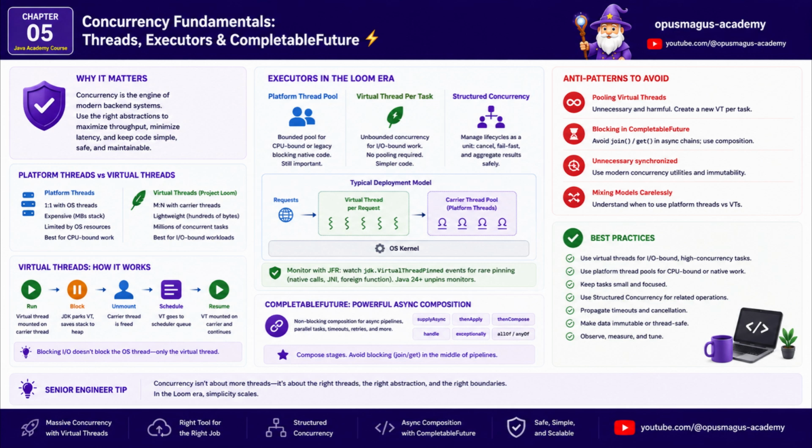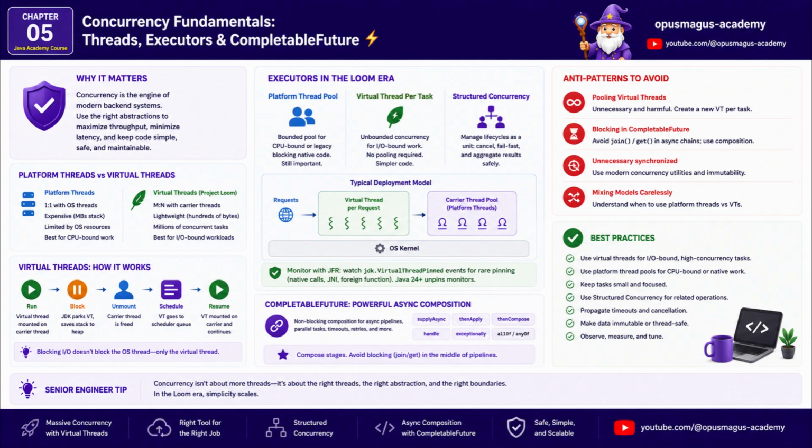Chapter 5, Concurrency Fundamentals: Threads, Executors, and CompletableFuture. Chapter 5 introduces the core concurrency tools Java developers need before moving deeper into thread-safe state, virtual threads, reactive systems, and advanced performance tuning.